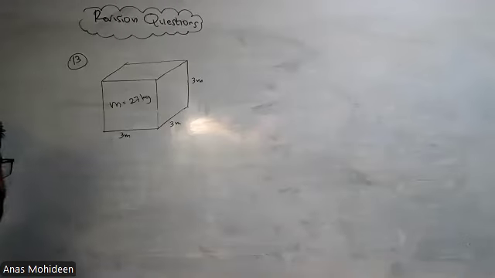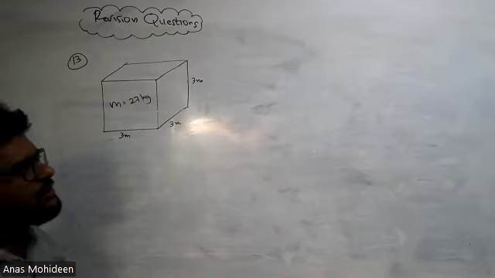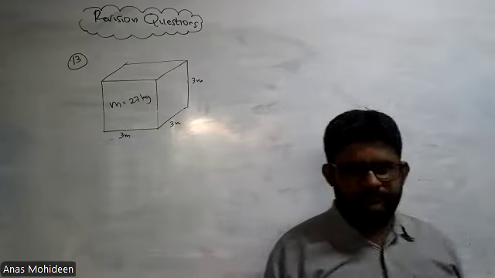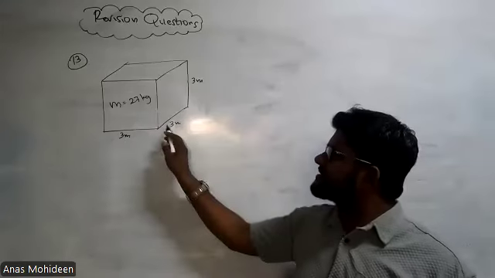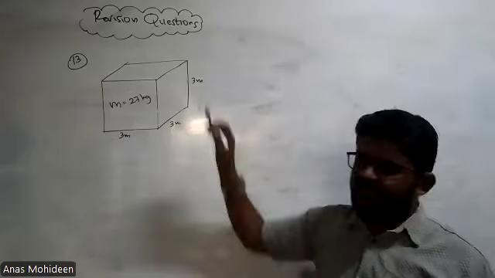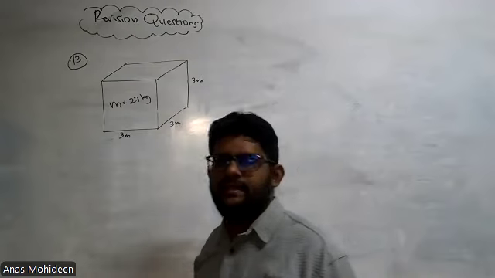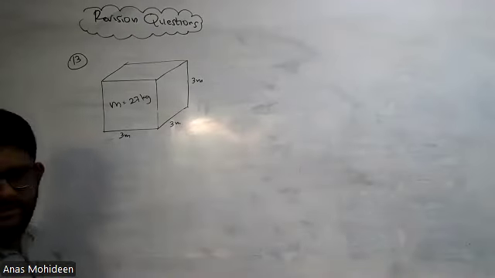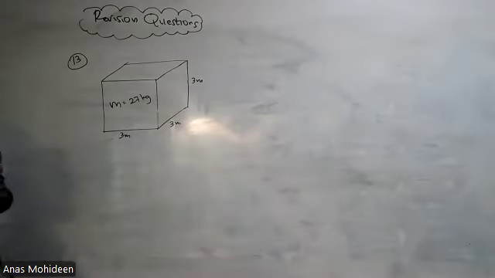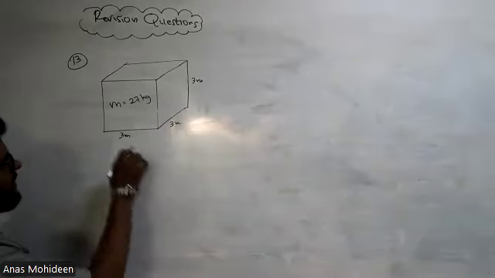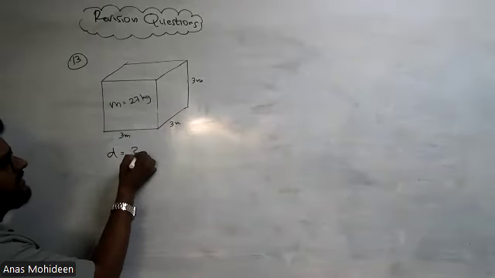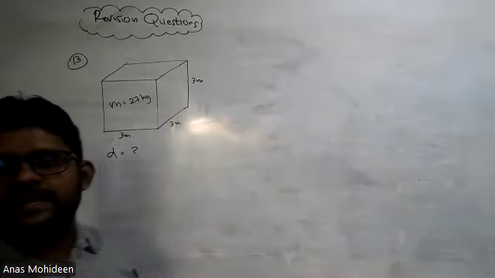Okay, look at this. Now in this question you can see I have given you a small box, a cube. Each side, the length, width, and height, is given here, each at 3 meters. And the mass is given as 27 kilograms. Find the density.